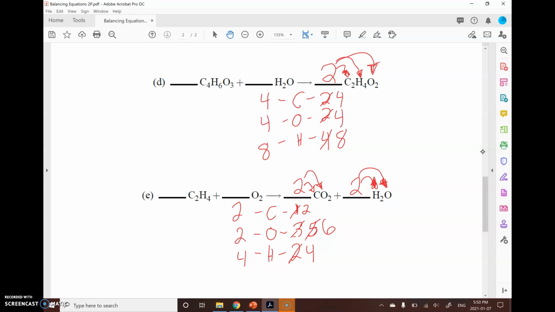Okay, so this is happy, but we're still not very balanced here. What number could we put here that we can multiply by 2 so that we can get 6 oxygens? That number is 3. 3 times 2 is 6. Okay, and that's it. Now we're balanced completely.